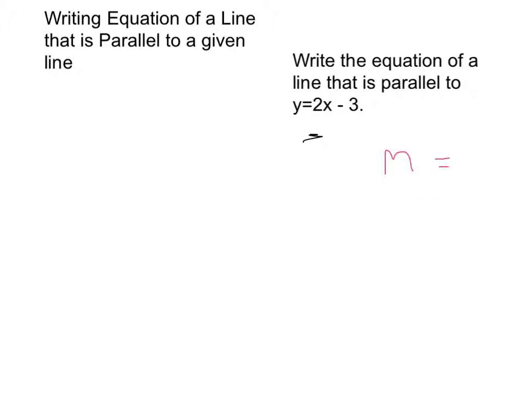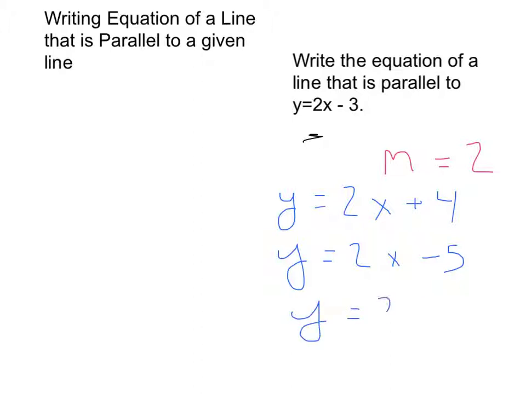So since the slope of that given line is 2, and I want to write the equation of a line that is parallel to that one, I need to write the equation of a line that also has a slope of 2. So I could write 2x, and I can actually fill in any number there, 2x plus 4. I could write y equals 2x minus 5. I could write y equals 2x plus 7. All of those lines would be parallel to the line y equals 2x minus 3 because they would all have an equal slope of 2. The only line I couldn't write with a slope of 2 would be y equals 2x minus 3, because now I would just be writing the exact same equation that I was given.